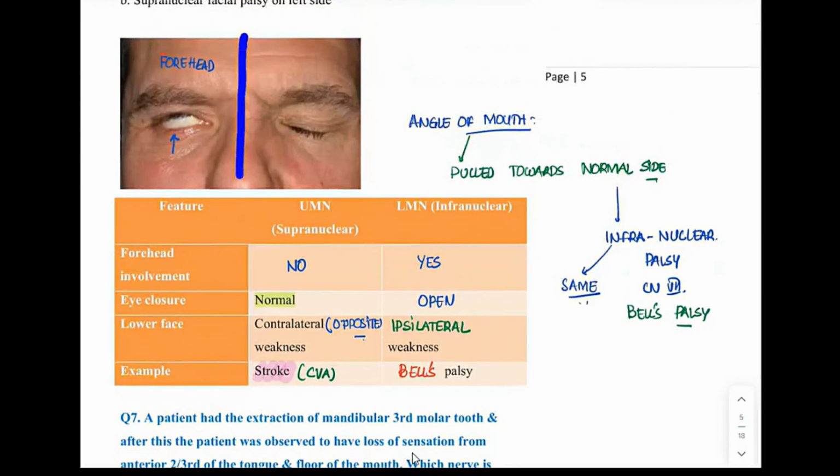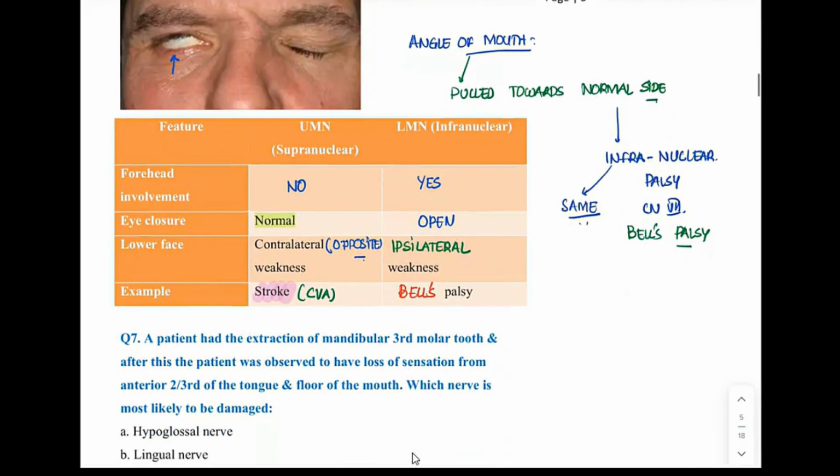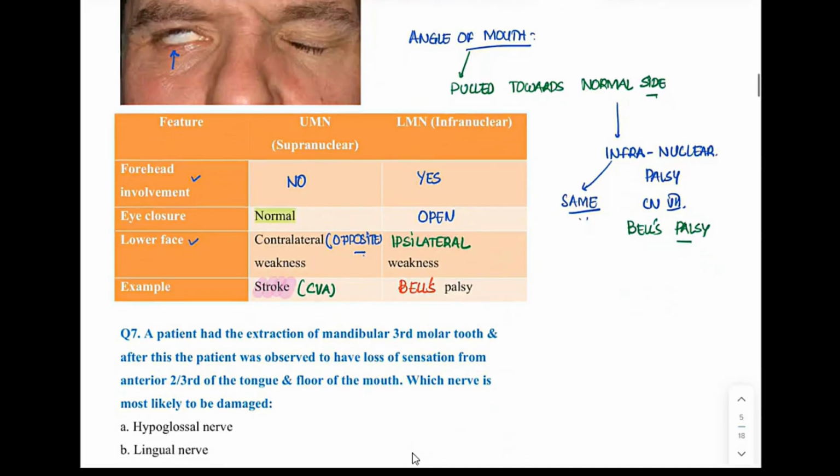So suppose if we divide it like this, so one half completely paralyzed, this is lower motor, same side, right? And if there is only lower half involvement, forehead is spared, this is upper motor, but on the other side, right? So that's very important. In upper motor neuron, just remember two things: the forehead is spared and the involvement is on the other side. So that's upper motor. But full face involvement on the same side, that is infranuclear or lower motor neuron paralysis.